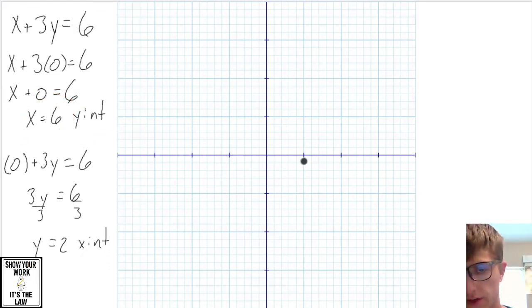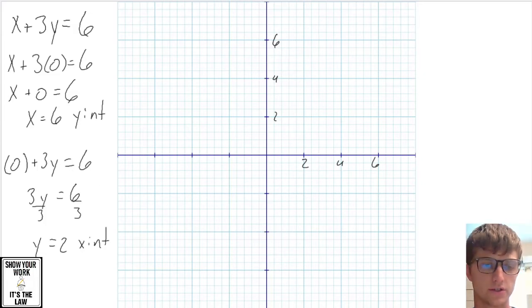So let's graph it over here. We'll count by 2s. 2, 4, 6. And then we've got negatives in the other direction. So our y-intercept, on the y-axis, is where x is equal to 0.